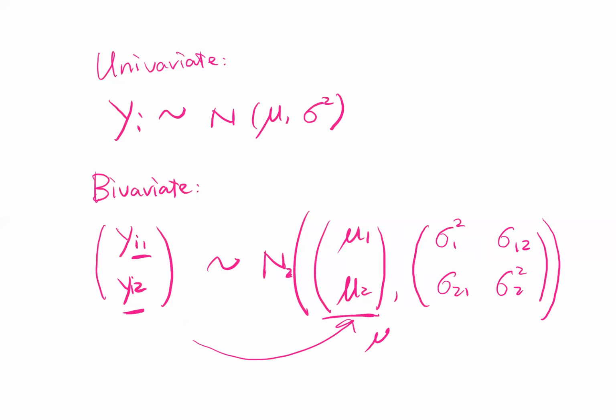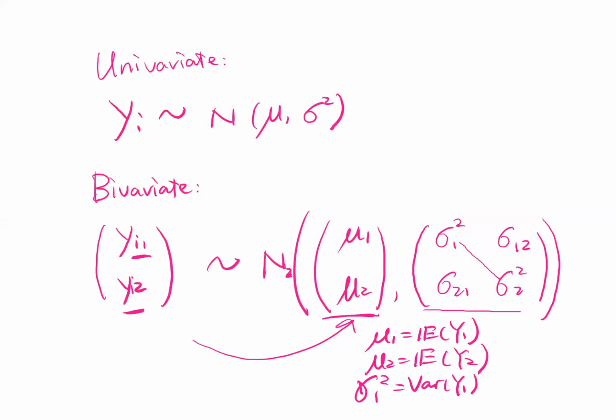Like I said before, marginally, that's what mu1 and mu2 are. And in the covariance matrix, the diagonal will just be the variance. So sigma 1 squared is the variance of y1, and sigma 2 squared is the variance of y2. And lastly, the off diagonal is sigma 12 and sigma 21, but it's the same number because it tells you the covariance between these two. So you can write it this way. These are all of the notations.